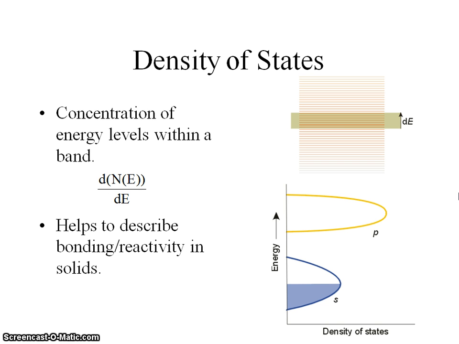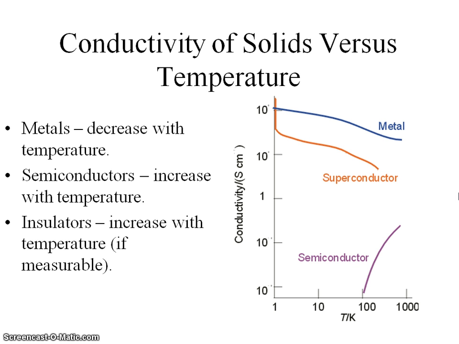Density of states is the concentration of energy levels within a band, dN by dE in energy. You can see the density of states for the s band and p band. It helps to describe bonding and reactivity in solids. Now, conductivity of a solid versus temperature: metals decrease with temperature, semiconductors increase with temperature, and insulators increase with temperature, if measurable.